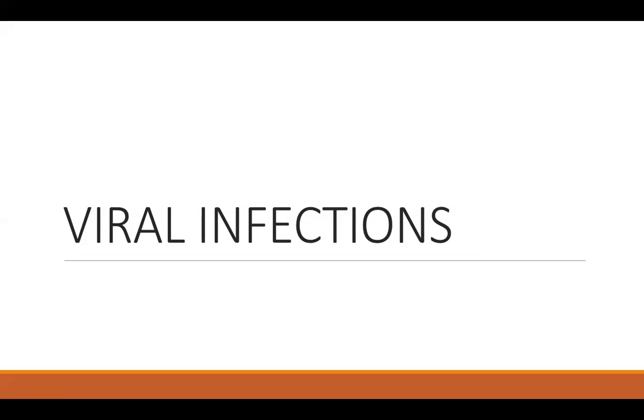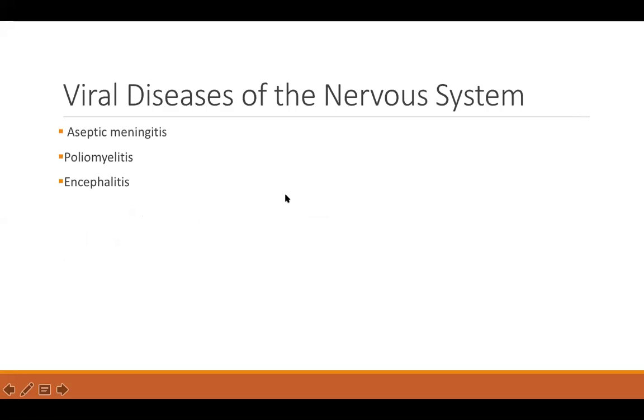Now we move on to the viral infections. How do viruses manifest in the nervous system? They can manifest as aseptic meningitis, or poliomyelitis, or encephalitis.